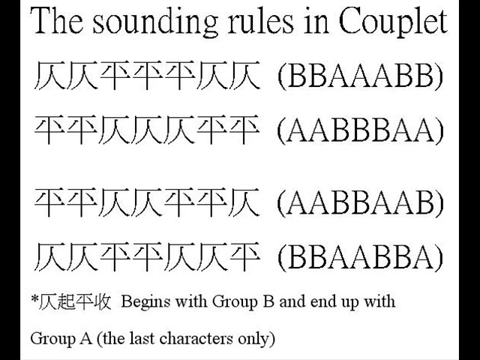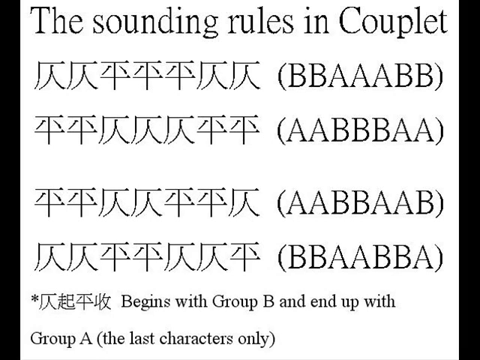Okay, these are the sounding rules. It means that in this example, it is 7 characters, maybe the most popular. The upper sentence and the lower sentence both have 7 characters. And also there are only 2 patterns. Firstly, you have to understand the sounding rules. Let me repeat once again.